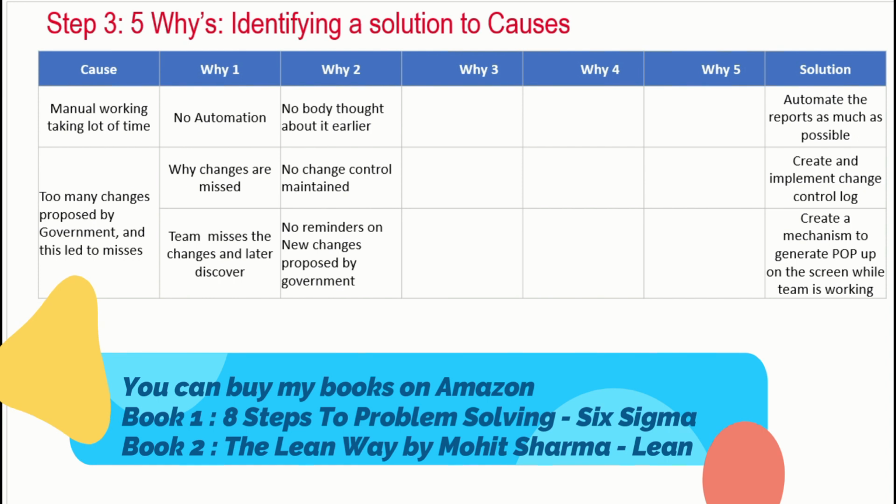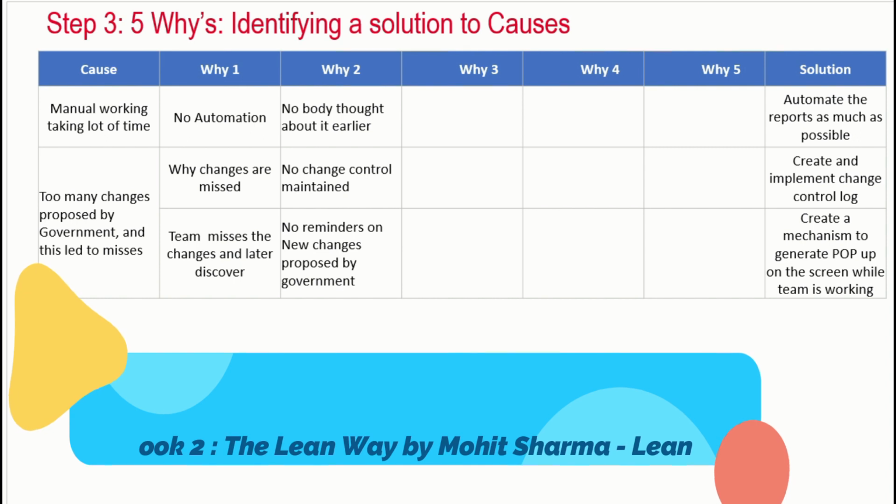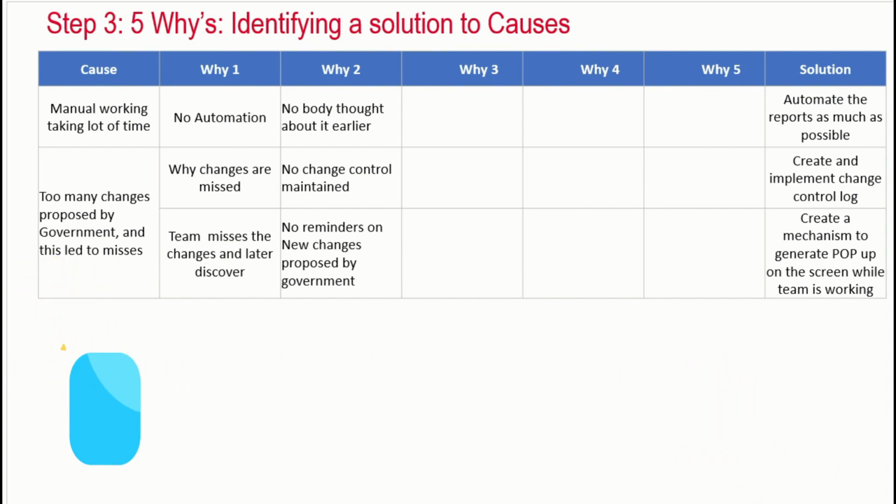The other sub-cause was that the team misses the changes and later they discover that they have missed the changes, and because of that they were redoing the work, and in redoing the work they may miss the overall filing of the return. So why were they missing those changes?